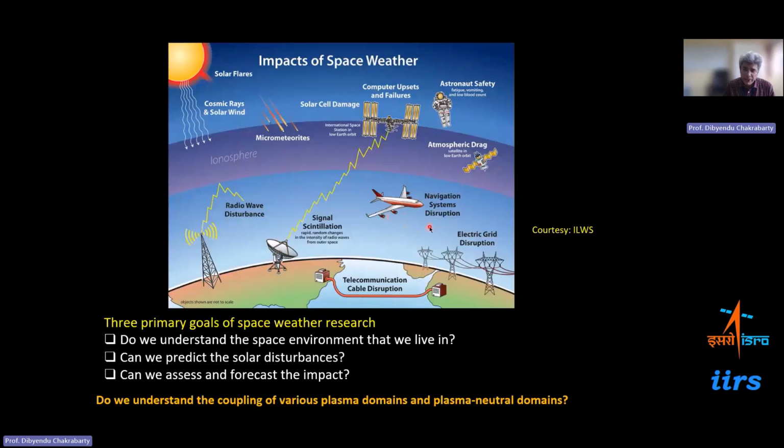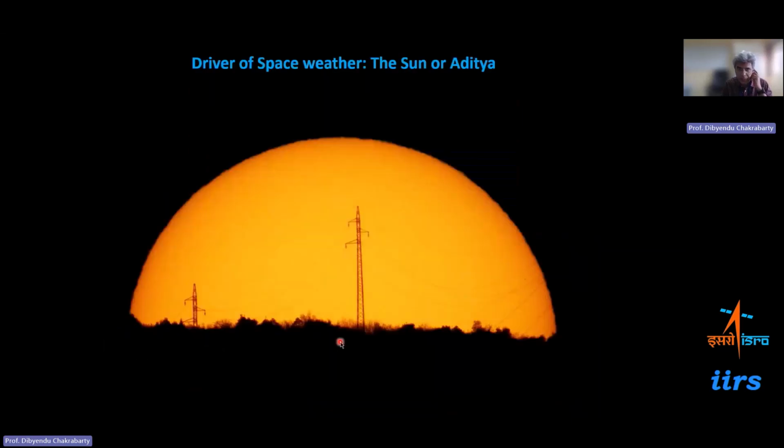It can affect the navigation system, electric grid, telecommunication, and all kinds of technological systems. Therefore, three primary goals of space weather research can be defined as follows: Do we understand the space environment that we live in? Can we predict the solar disturbances? And can we assess and forecast the impact? The whole space weather research community focuses on these three aspects so that we have a better understanding of the Sun-Earth connection and the near-Earth space environment.